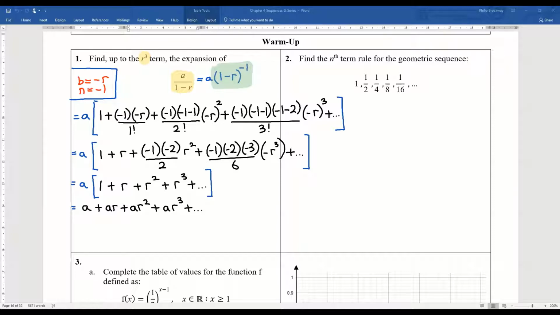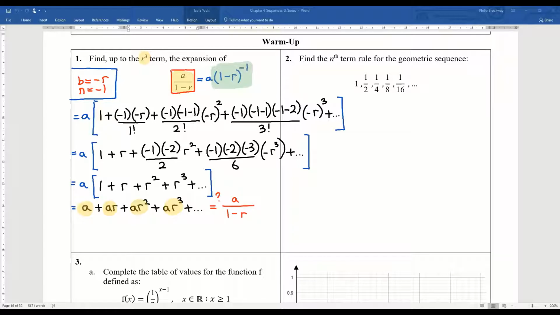Now, immediately, I'm hoping alarm bells should be ringing. Where have we seen this before? Well, these are all terms of a geometric sequence, aren't they? And notice that we're adding them together, so perhaps this is a geometric series. But unusually, as we've already seen, we have another way of representing this series, and that's here, a over 1 subtract r. So is this really equal to a over 1 subtract r?